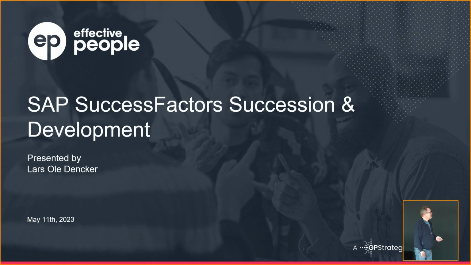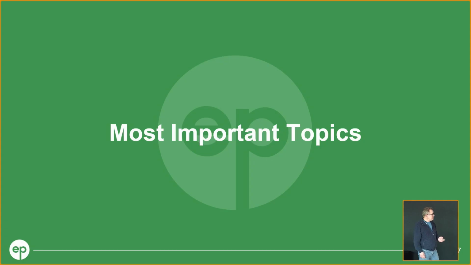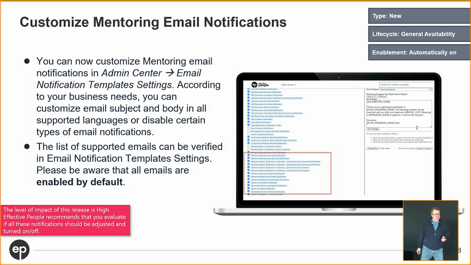Okay. So quickly we go to succession and development. I see I'm a little short of time here. In mentoring, in the old version, you had to go into mentoring to configure the email notifications that were sent. SAP have implemented a lot of new email notifications for mentoring. So when you request a mentor, when you approve a mentor and so forth, just remember that all these, when you get the new release, are turned on by default.